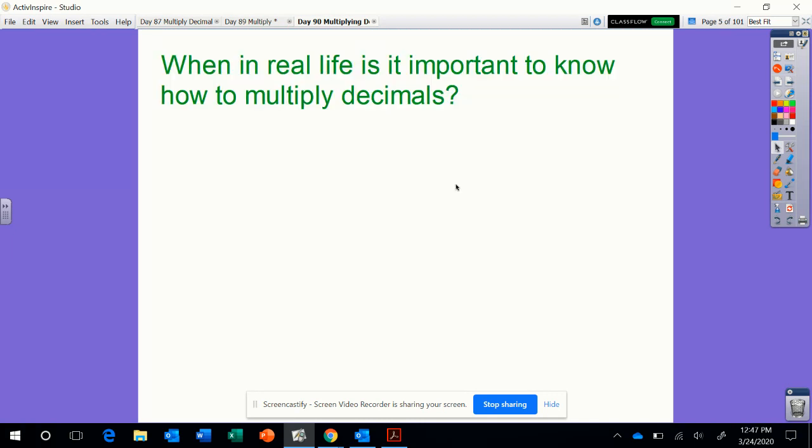First of all, the question says, when in real life is it important to know how to multiply decimals? Think about that for a second. I know the most common answers when we talk about these kinds of things in my class is we talk a lot about money. Money has decimals, and then also different kinds of measurements.